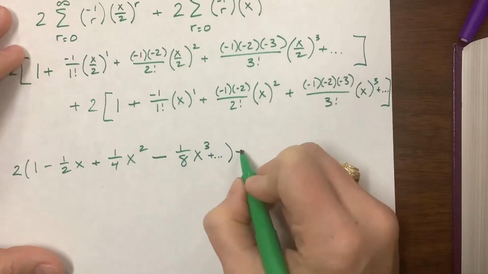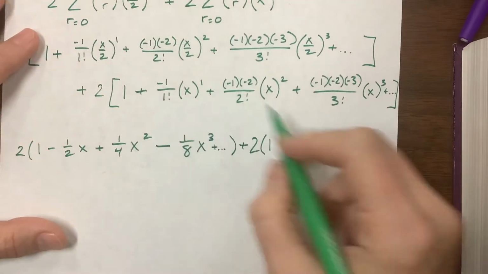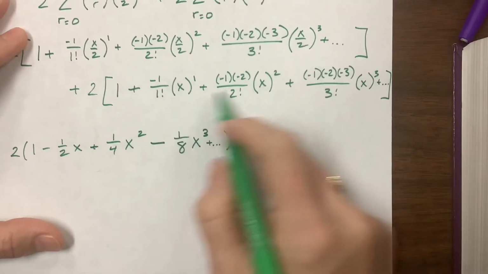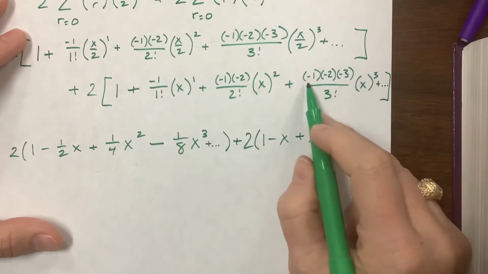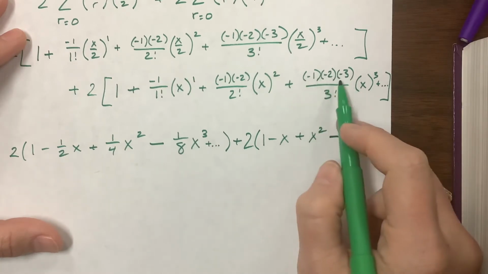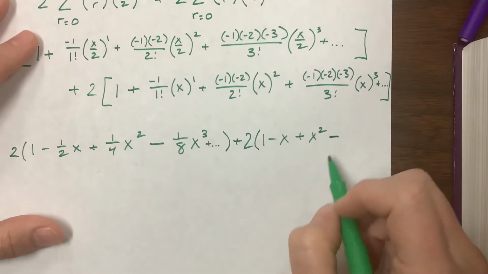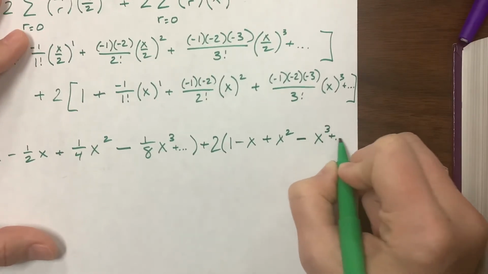Then the other one was plus 2 times, well, this became, this is 1. This is now a negative x. This cancels, it's a positive x squared. This negative, there's 1, 2, 3 negatives, which make that negative. This is 3 factorial over 3 factorial, basically. And so then this just becomes x cubed plus dot, dot, dot.